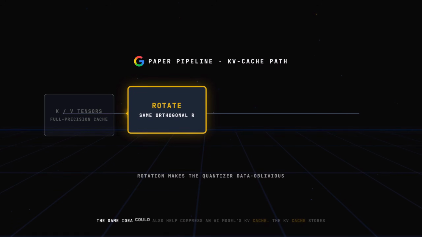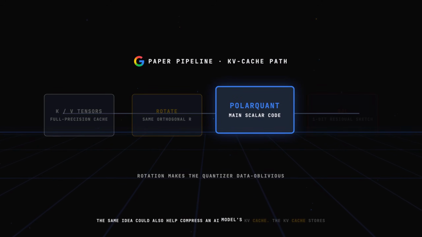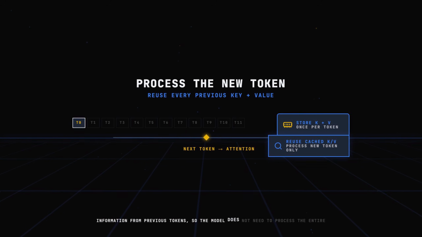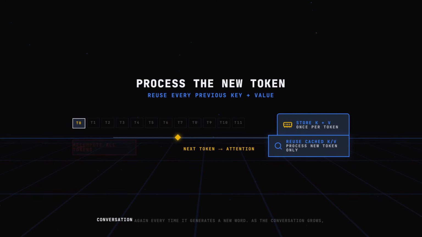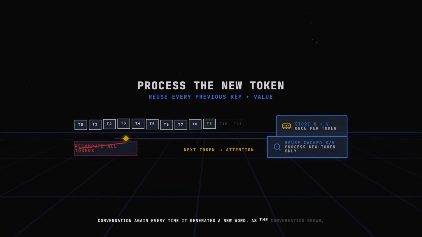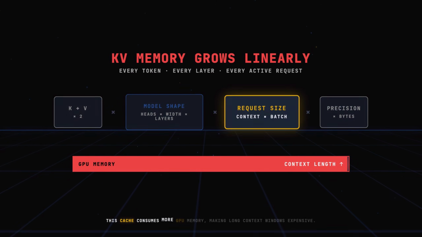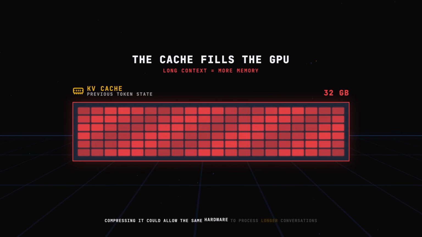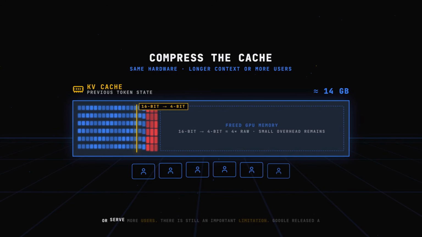The same idea could also help compress an AI model's KV cache. The KV cache stores information from previous tokens, so the model does not need to process the entire conversation again every time it generates a new word. As the conversation grows, this cache consumes more GPU memory, making long context windows expensive. Compressing it could allow the same hardware to process longer conversations or serve more users.